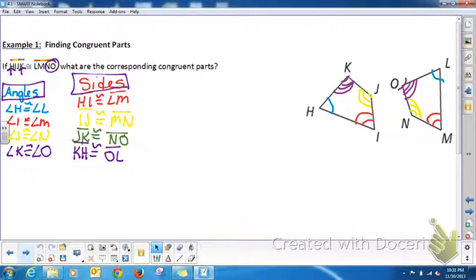This is how I would mark all of the corresponding congruent angles. 1 arc to 1 arc, 2 arc to 2, 3 to 3, 4 to 4. And this is how you would mark all of the corresponding congruent sides. 1 dash to 1 dash, 2 dash to 2, 3 to 3, 4 to 4. The sides that match are the congruent corresponding parts.